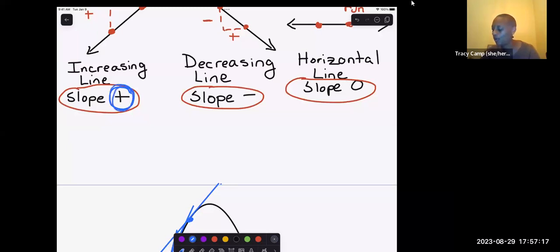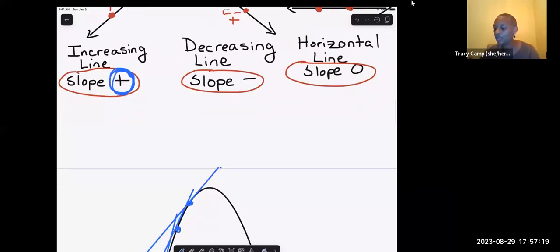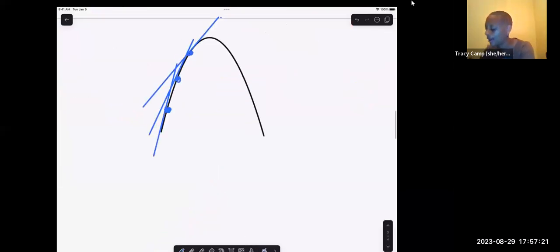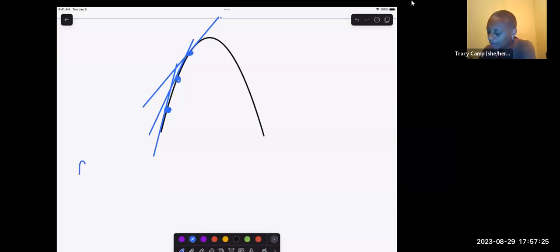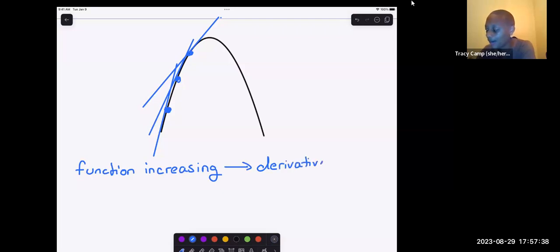And so this is just a general rule: if a function is increasing, what that means is that its derivative, because the derivative is the slope of the tangent line, and the tangent line will also be increasing, is positive.